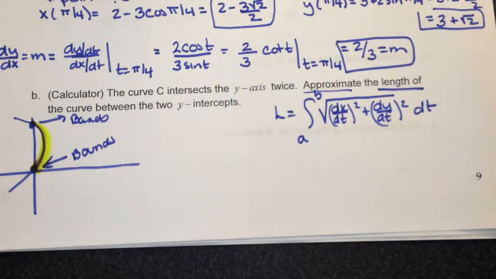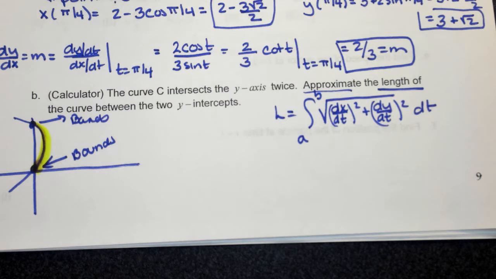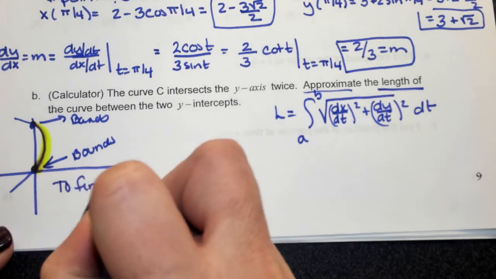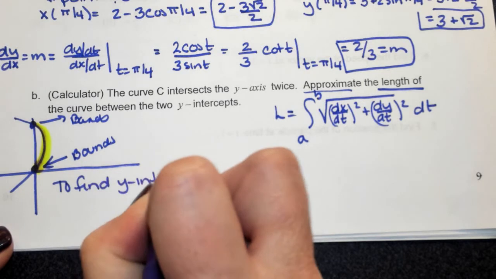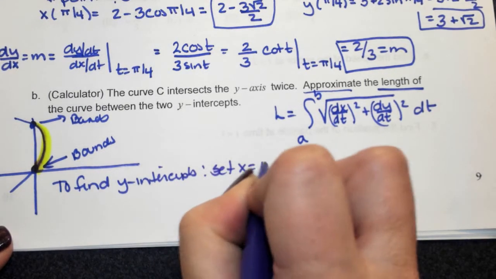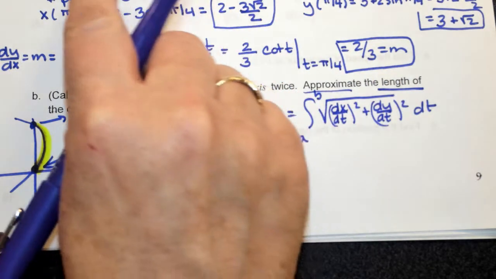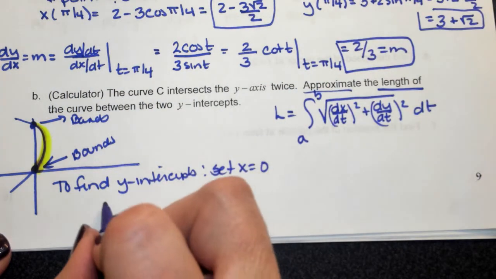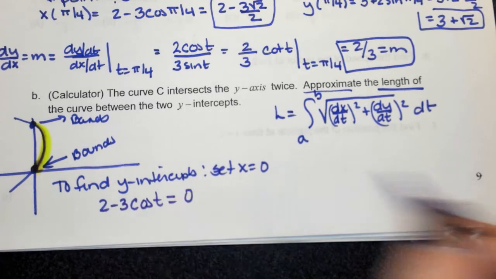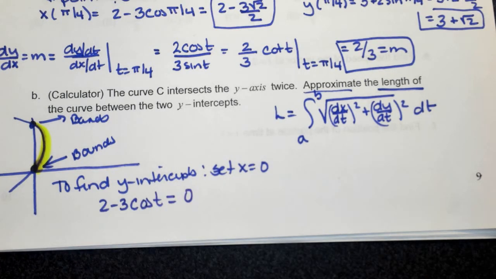I don't care what kind of function I'm asking you about, how do you calculate the y-intercept of any function? You set x equal to 0. So I'll take my x equals equation and set it equal to 0. So 2 minus 3 cosine of t is equal to 0. And this is why it's a calculator question.